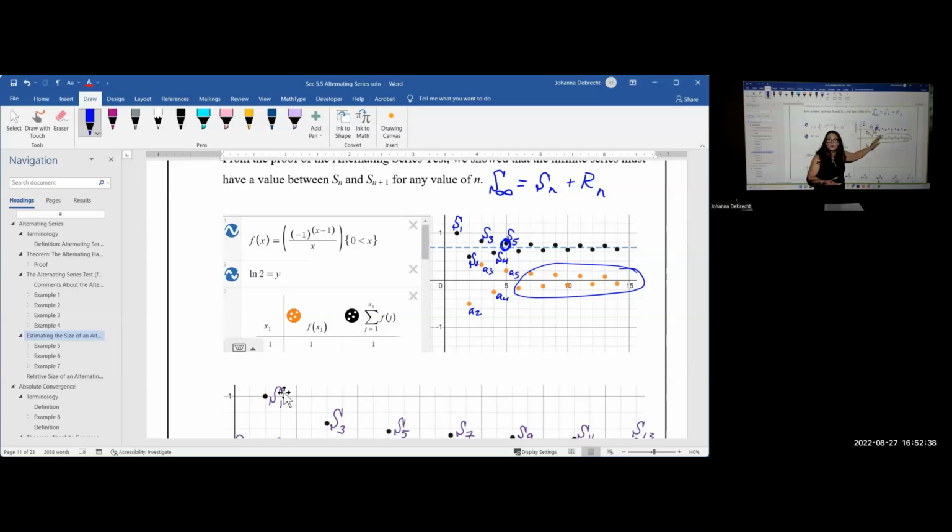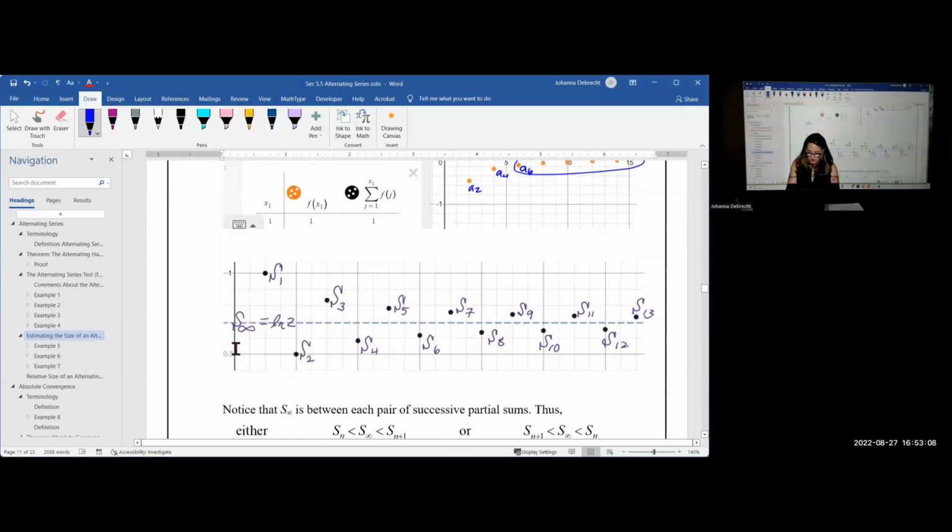How do I know how big the error is? Well, it says if I use the first 5, go to the next term out, and that tells me an upper bound on the error. So I go to A6, which is the first one not used. And that value right there, the strictly positive value, not including the alternating sign, gives me an upper bound on the error.